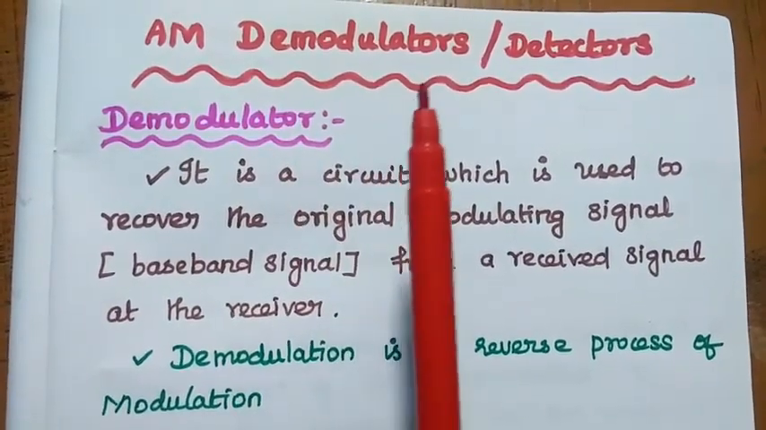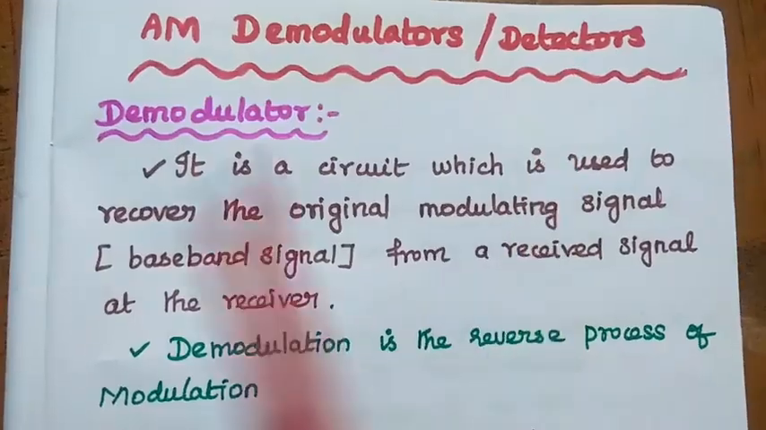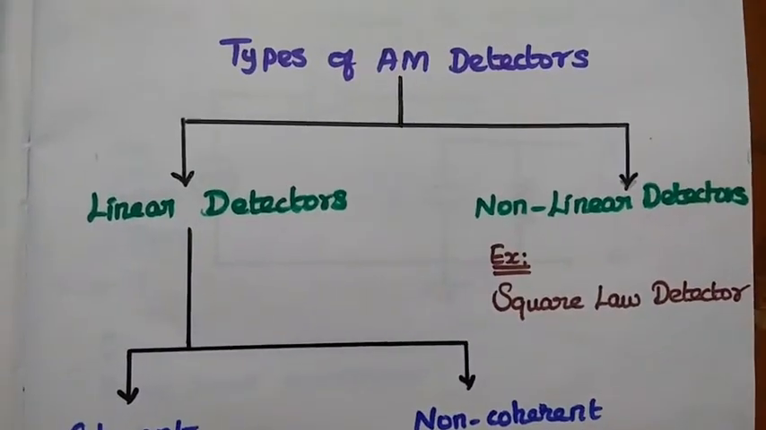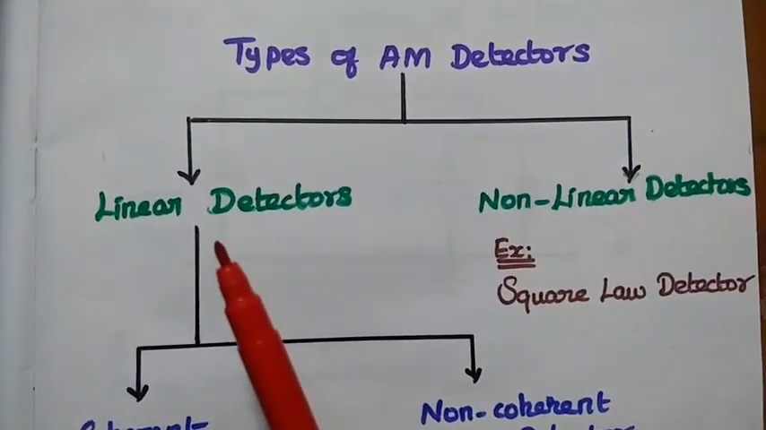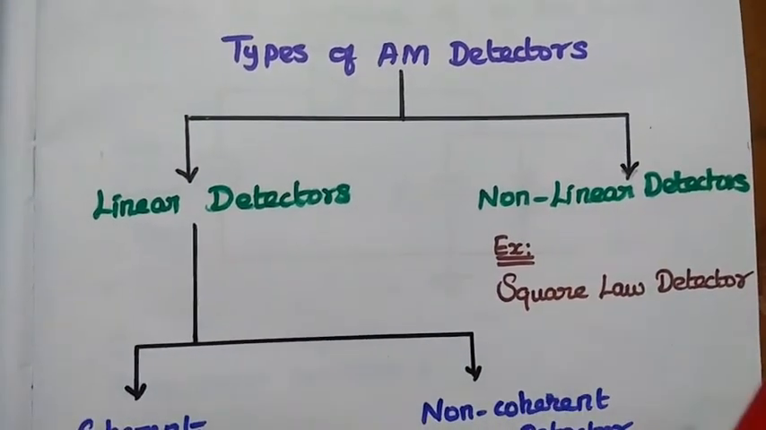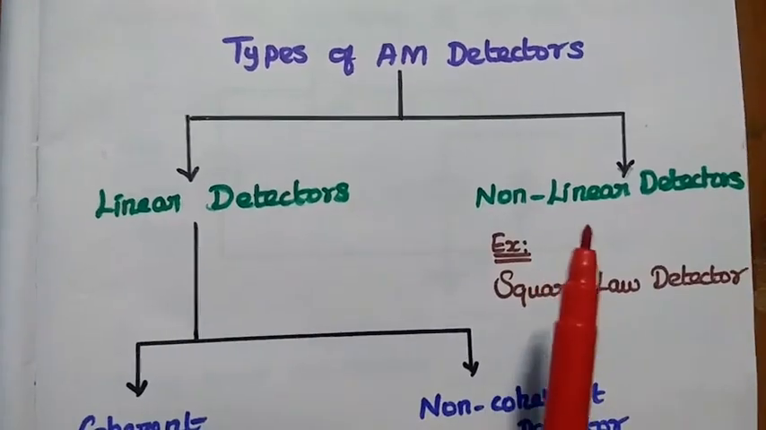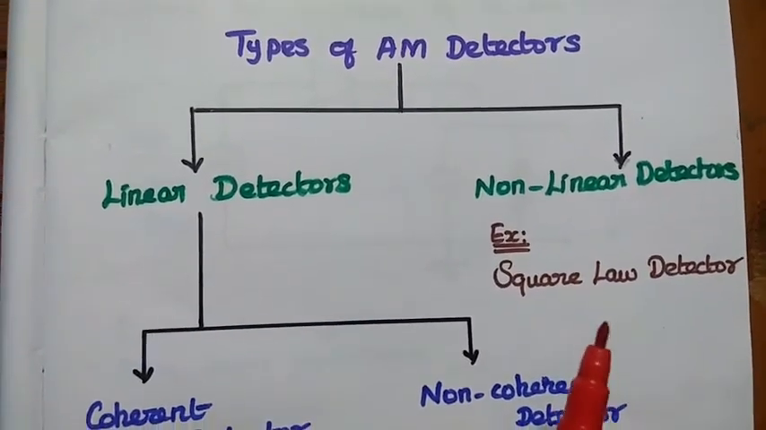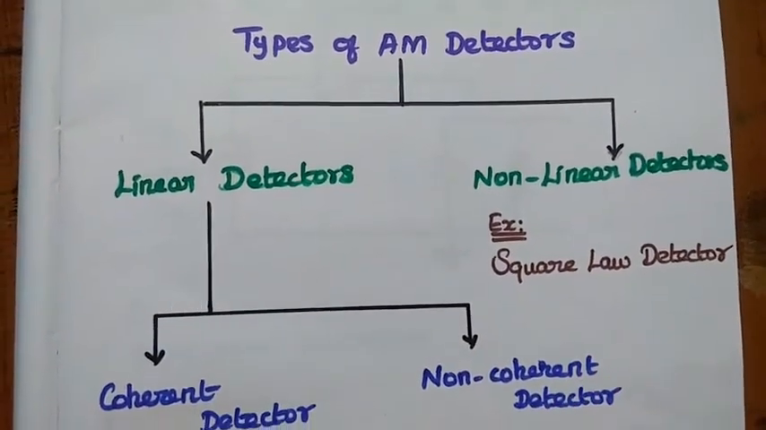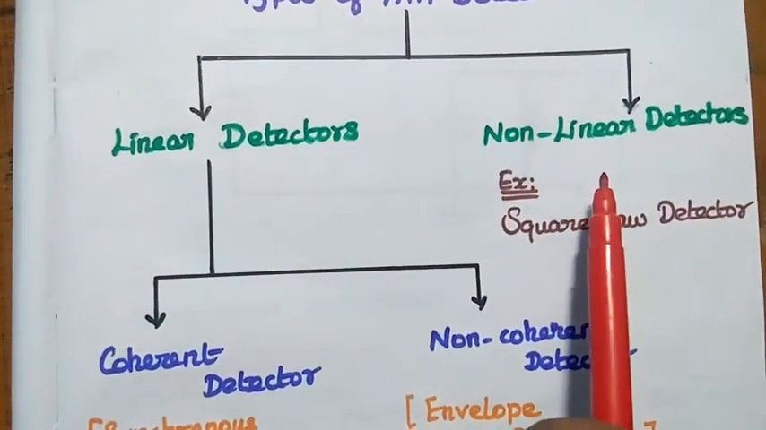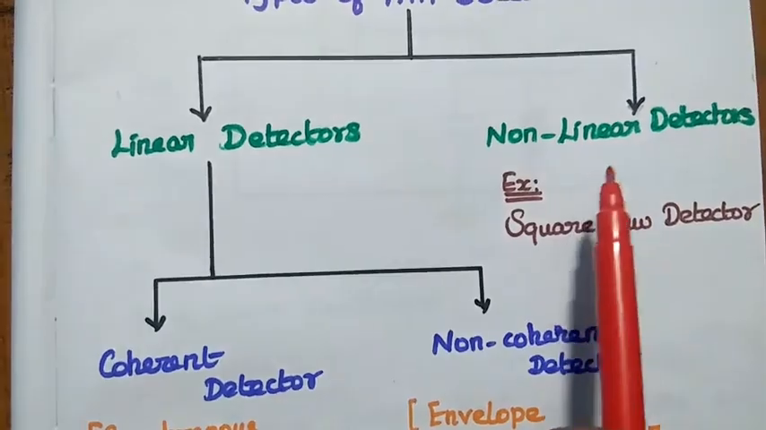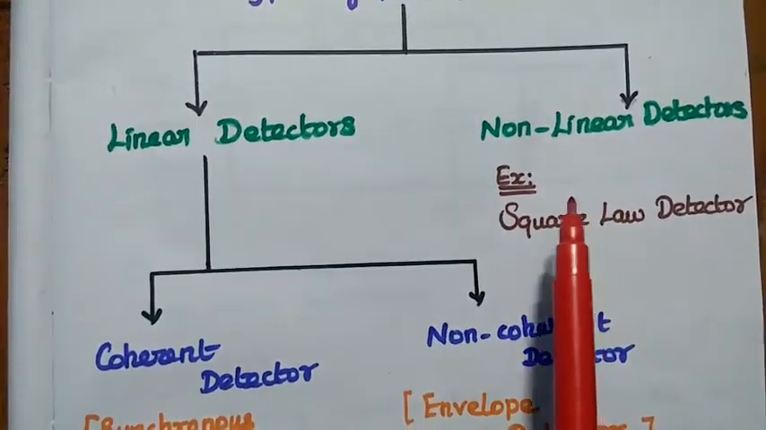AM demodulators are also called detectors. Types of AM detectors: linear detector and nonlinear detector. The example for the nonlinear detector is the square law detector, and here we are going to use the non-linearity property of semiconductor diodes or transistors.